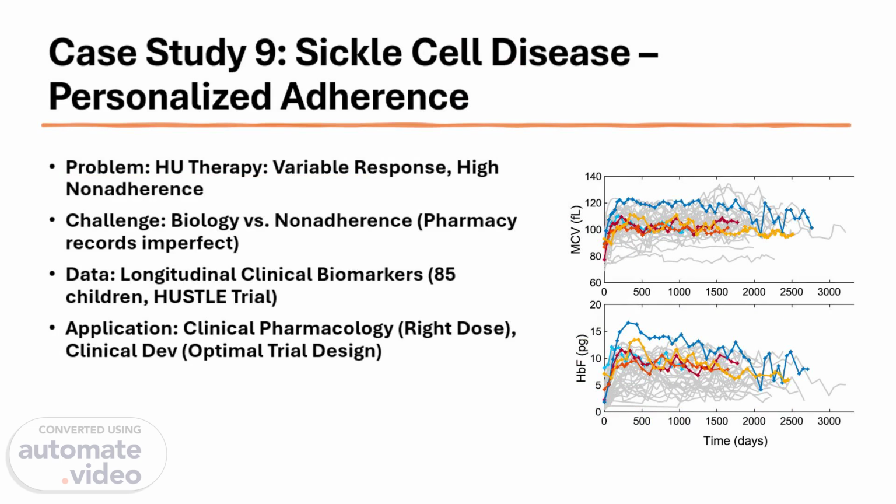The problem with HU therapy is variable patient response coupled with high rates of non-adherence. A major challenge is distinguishing whether a patient's suboptimal response is due to underlying biology or simply non-adherence, especially since pharmacy records are often imperfect. We utilized longitudinal clinical biomarkers from 85 children in the HUSTLE trial. The application is in clinical pharmacology for achieving the right doses and in clinical development for optimal trial design, ensuring patients receive the full benefit of therapy.